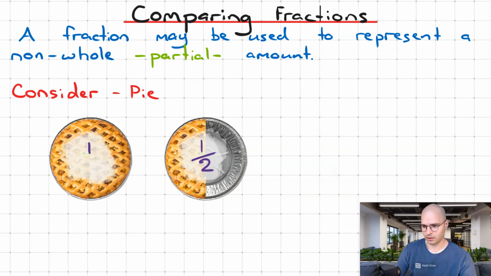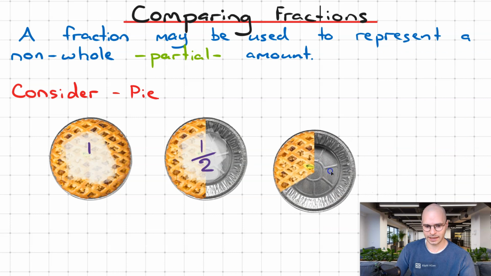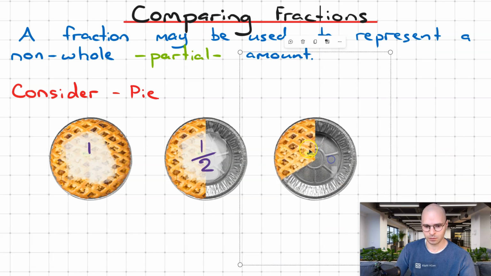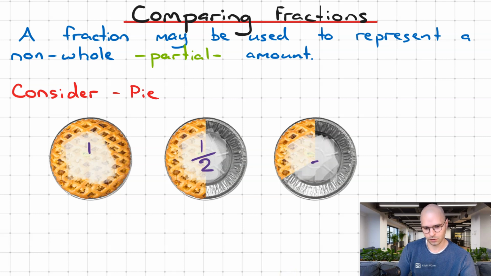Okay, next one. Let's bring in a pie that's been chopped in a different configuration. This pie has been chopped up into 3 slices. So the way in which I'm going to start representing this is 3 for the number of slices. And how many slices remain? Well, there is simply just 1. 2 slices have been eaten, 1 slice remains. So this would be 1 over 3.